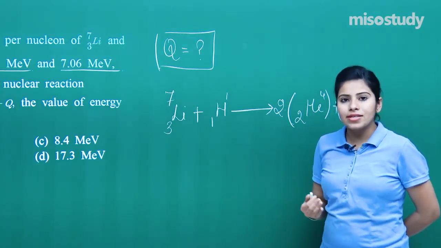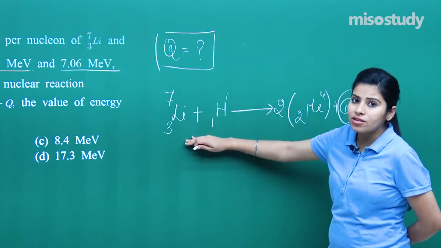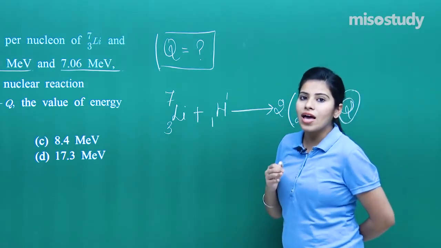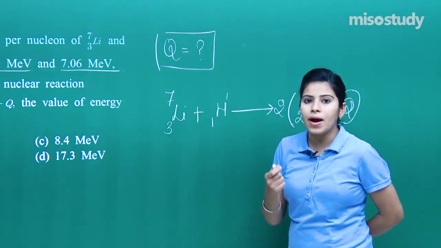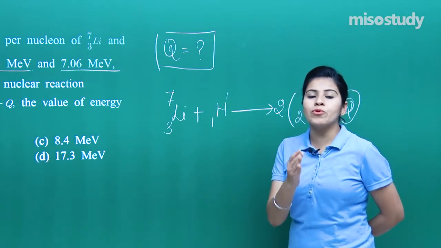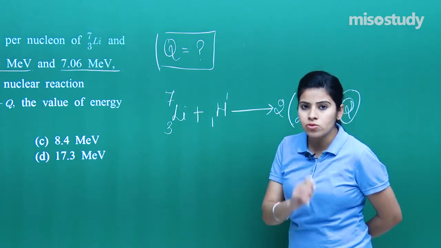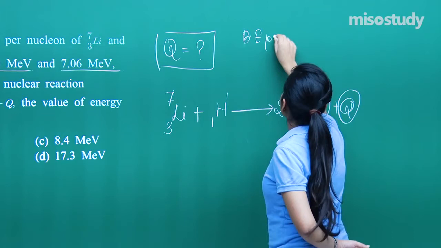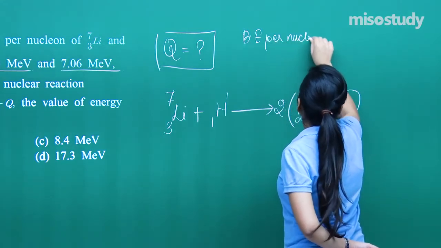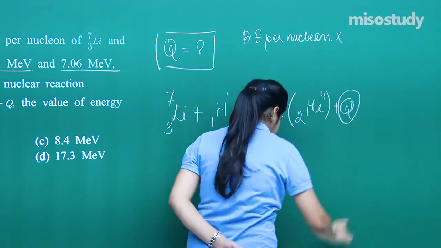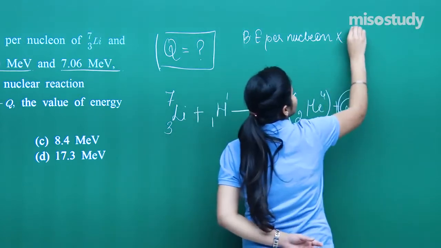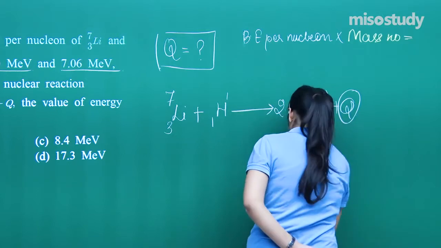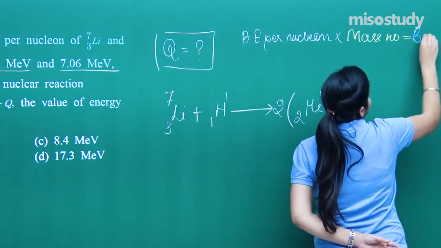Now to calculate this energy, we have been given the binding energy per nucleon. In the previous session, I have told you how to calculate the binding energy if you have been provided with the binding energy per nucleon. So let me just tell you, the binding energy per nucleon multiplied by the mass number will give you the binding energy.